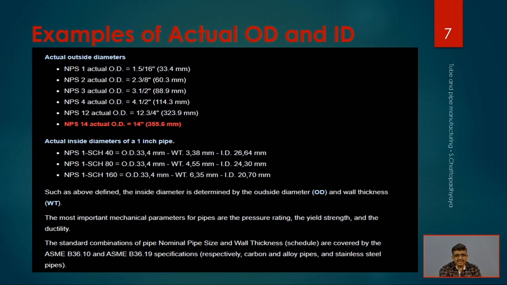As defined, the inside diameter is determined, as are the outside diameter and wall thickness, because if we know the wall thickness and outside diameter, definitely we can get the inside diameter. The most important mechanical parameter for the pipe is the pressure rating: what level of pressure it can work at, along with the yield strength and the ductility. The material the pipes are made of and their ductility have to be understood and represented, and that is important for knowing what type of pressure it can handle. The standard combinations of pipe nominal sizes and wall thickness, all those schedules, are conveyed by ASME standards and represented in their documentation.